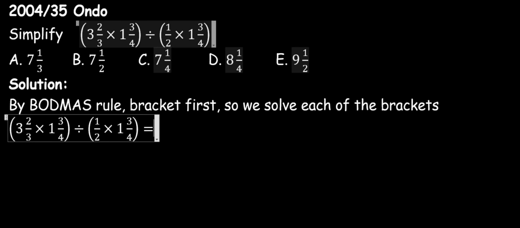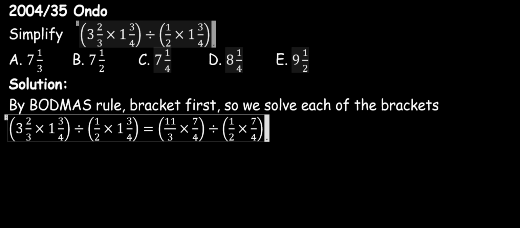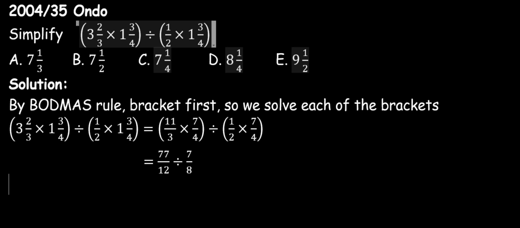Now our given problem becomes, we are changing from mixed numbers to improper fractions. So we have 11 over 3 times 7 over 4 in the first bracket, divided by 1 over 2 times 7 over 4. Then in the first bracket, they will multiply out as 77 over 12, divided by, in the next bracket, 7 over 8. Since no term cancelled out, that is why we have that. We just multiply numerator times numerator, and denominator times denominator.